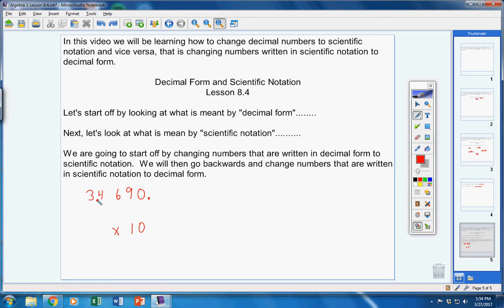So how many places would that be? Let's count. We're going to start here. We're going to move it 1, 2, 3, 4. Does everybody see that? So we're going to move the decimal 4 places. Starts here, ends here. 1, 2, 3, 4. So I move the decimal 4 places, so you put a 4 right here for your exponent. Piece of cake.